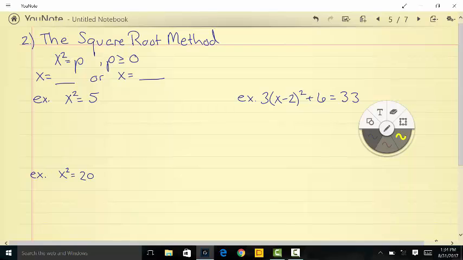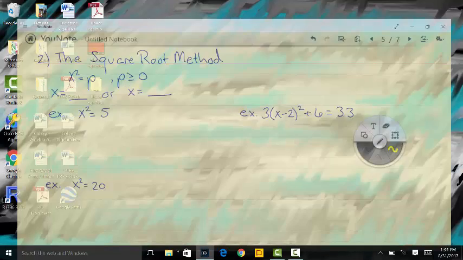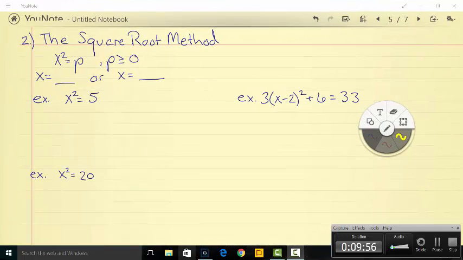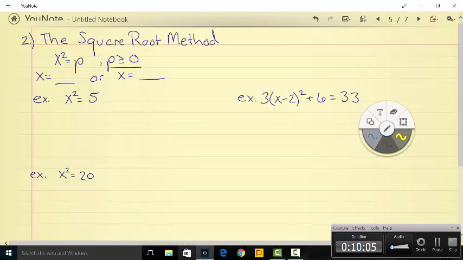Alright, Dalton, for the second method to solve quadratics, we're going to use what's called the square root method. And the square root method just says if x squared is equal to p, where p is a number that's bigger than 0, because we can't square root a negative number, so therefore p either has to be positive, bigger than 0, or equal to 0. Then x can either equal the square root of p, or x could be the negative square root of p. We don't know which one.